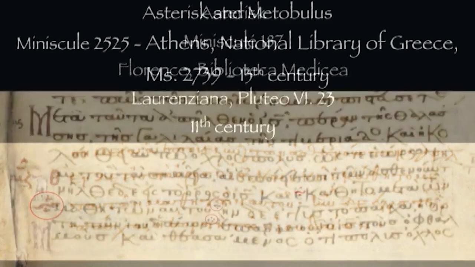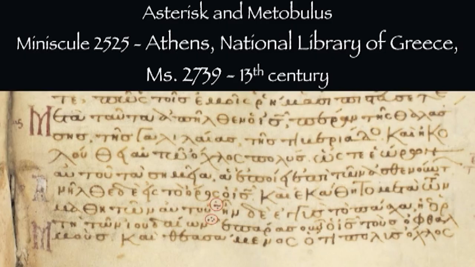Next one is minuscule 2525. This one is in Athens. This is relatively late. It's 13th century. We've seen 11th, 12th, and 13th century, 5 manuscripts. This one has 2 symbols. It has the asterisk, and it also has a symbol at the end called the metabolus.